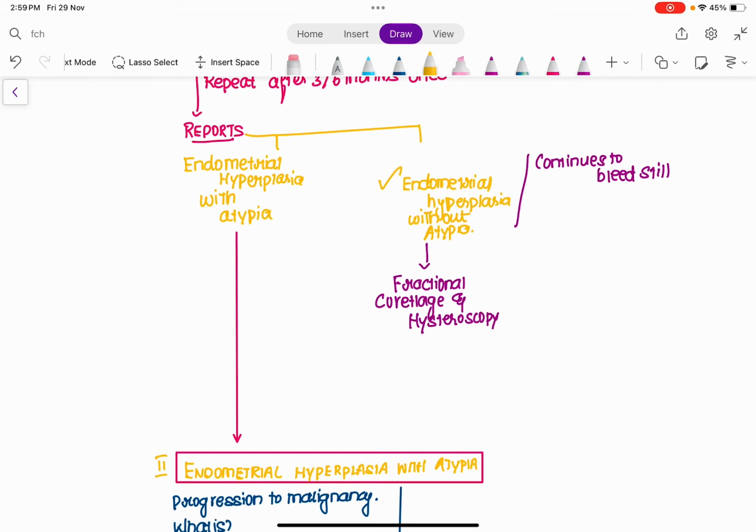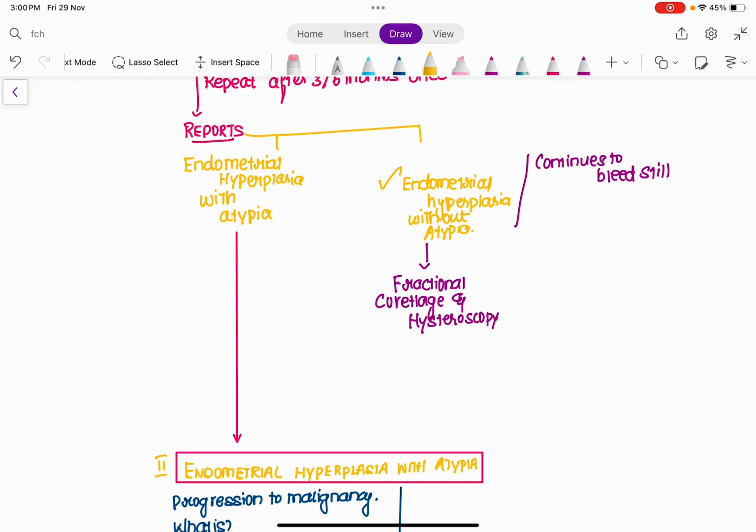So you have done the medical management. Despite doing the medical management, you are going to repeat the endometrial sampling every 3 months for the next 1 year, and when you repeat the sampling, the endometrial hyperplasia without atypia is still persisting, or the patient is still continuing to bleed. So despite the medical management, the patient is continuously bleeding, and also has the same endometrial hyperplasia without atypia still persisting. So in that case, you have to do the definitive investigations.